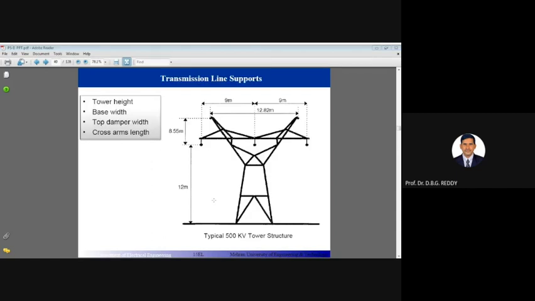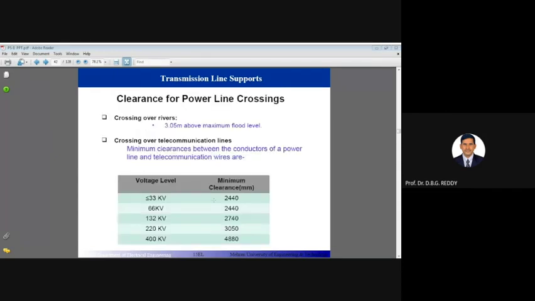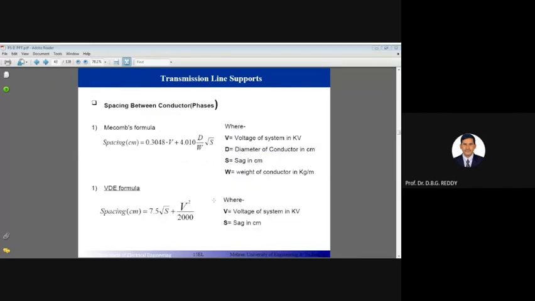Now, coming to transmission line supports, how do we use the ground clearance here for spacers and the clearance to the ground? For that we also have an empirical formula, and based on that you can decide. Now, clearance for power line crossings. Clearance for power line crossings means that we are using some empirical formulas. This is the spacing between the conductor phases.